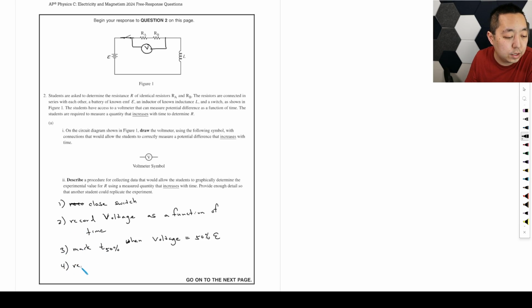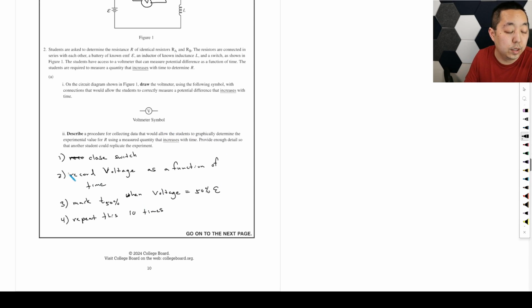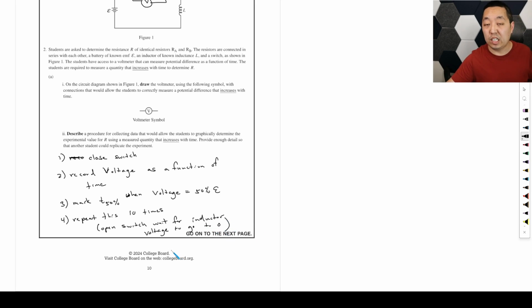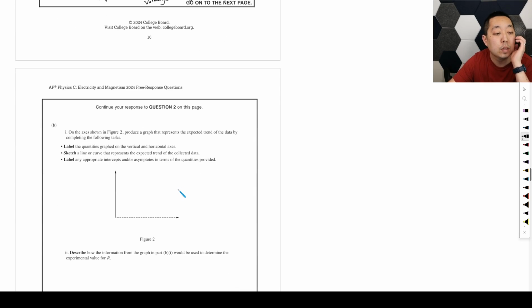And then we'll repeat this 10 times. I guess you would open the switch and wait for the inductor voltage to go to 0. You probably don't need to put that, but just to be explicit, you're going to let it get back to its original state and try it again.